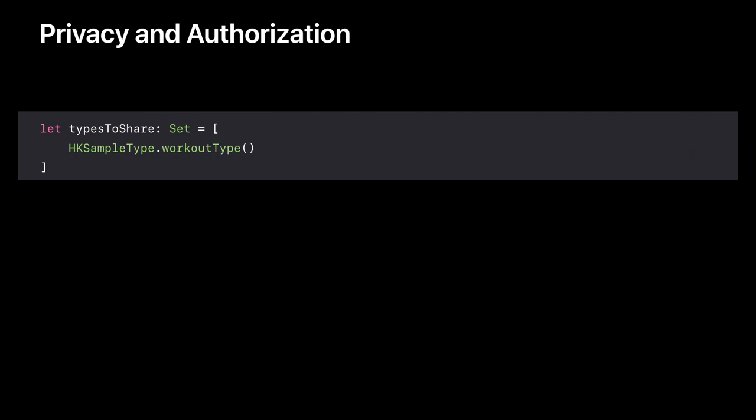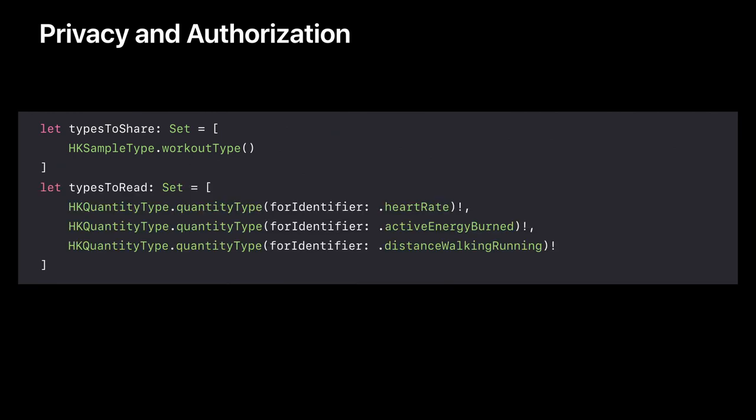And in code, this is just as simple. Let's say I'm creating a workout app, and I'm just getting started, and of course, I need to start with privacy and authorization. First, since I'm creating a workout app, I want to share the workout type. So I explicitly declare that I'm going to be sharing the workout type. Next, since I'm just getting started, I only have a few things that I'm trying to track. I want to be able to track my user's heart rate, calories, as well as distance walking and running. And this is all I need right now, and so that's all I'm going to ask for.